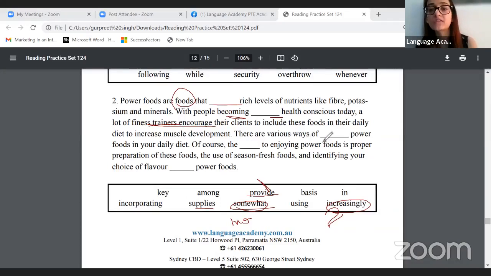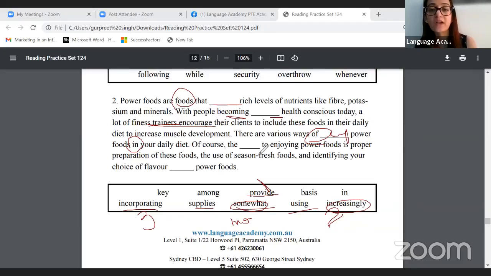There are various ways of dash power foods in your daily diet. After "of," we use the ing form of a verb. We have various ways of using and various ways of incorporating. But with the word "in," we'll prefer incorporating. Incorporating means including power foods in our daily life.